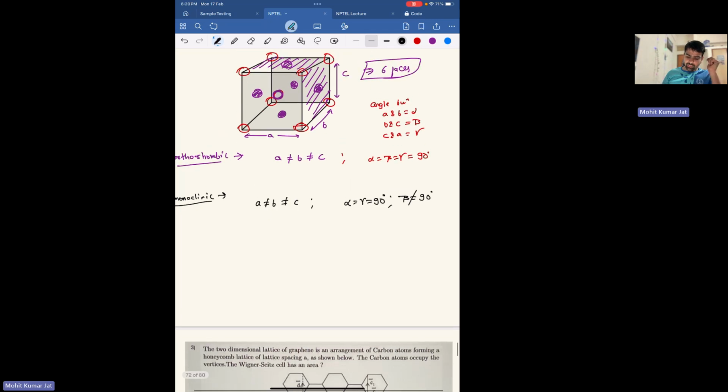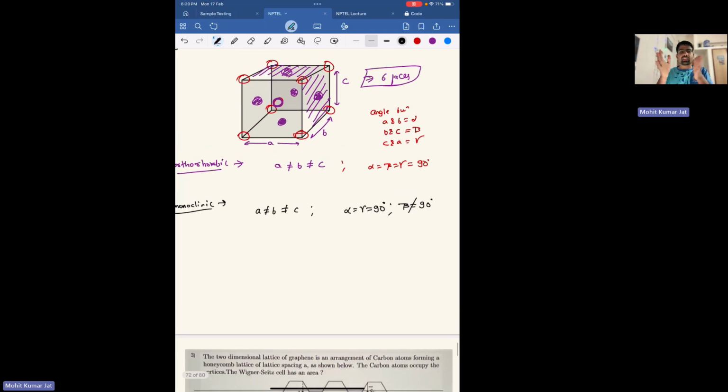And in that case, as you can see, the system requires a symmetry to have this face centered. So in this one, only the simple cubic is possible. Base centered, yeah, the base centered is possible, but face centered is not possible.